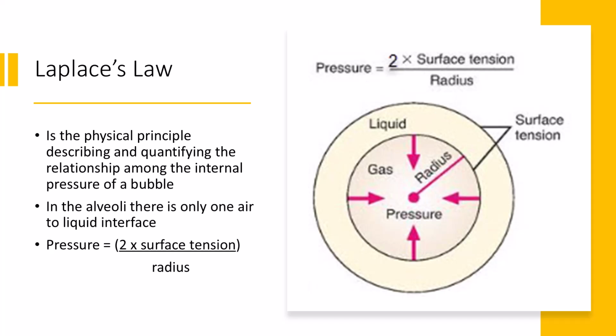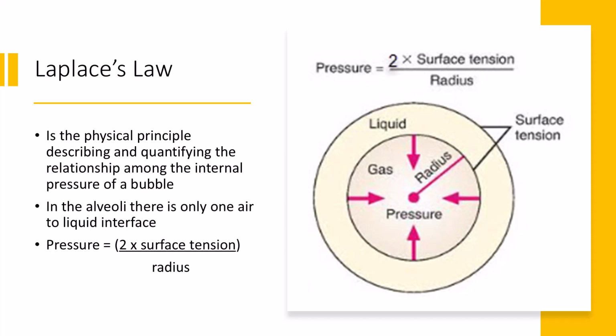In the lungs, surfactant plays a critical role in counteracting the effects of Laplace's law. Surfactant, produced by type 2 pneumocytes, reduces surface tension at the air-liquid interface within the alveoli. By lowering surface tension, surfactant ensures that the pressure inside smaller alveoli does not become excessively high compared to larger ones. This stabilization prevents smaller alveoli from collapsing and helps maintain a more uniform distribution of air throughout the lung.